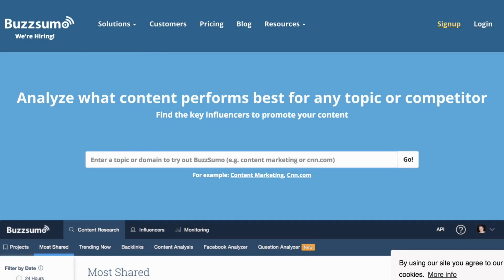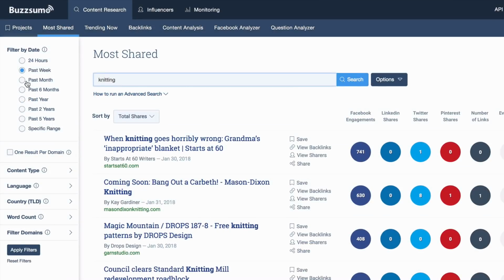Now let's go back into our knitting example and type in knitting here on the homepage and just see what we come up with. Okay, so over the last week, here are the ones that have the most shares.